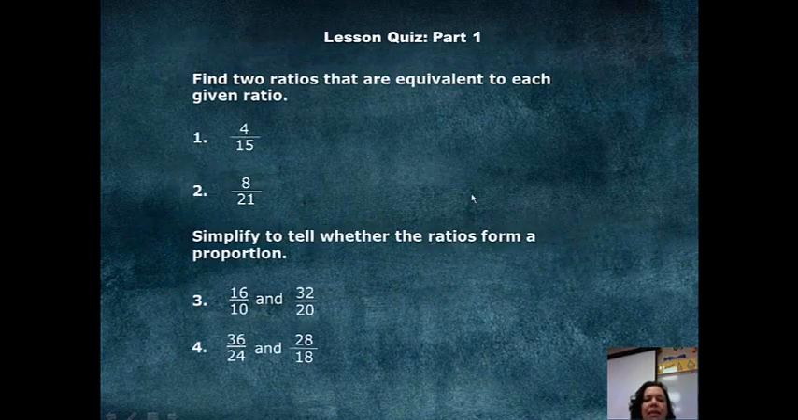Here is a lesson quiz, part 1, that you can do in your notes to show your teacher the next day. The first two, you need to find two ratios that are equivalent to 4 to 15 and two ratios that are equivalent to 8 to 21. And then you need to solve these to see if they are proportional. Reduce them down to their simplest form, and then you can see if they are the same number, same ratio, they are proportional. If not, then you just write not proportional.